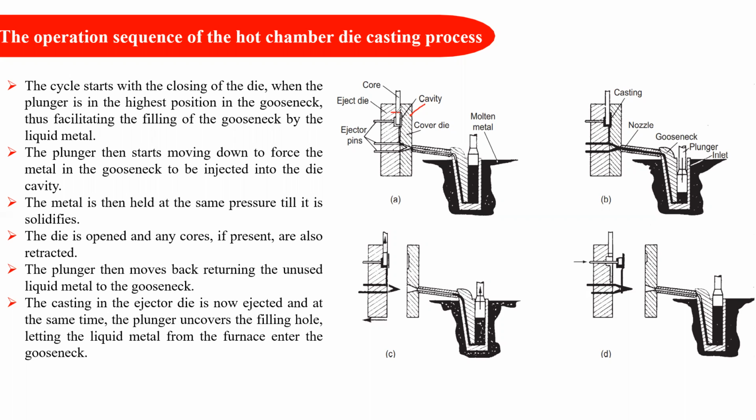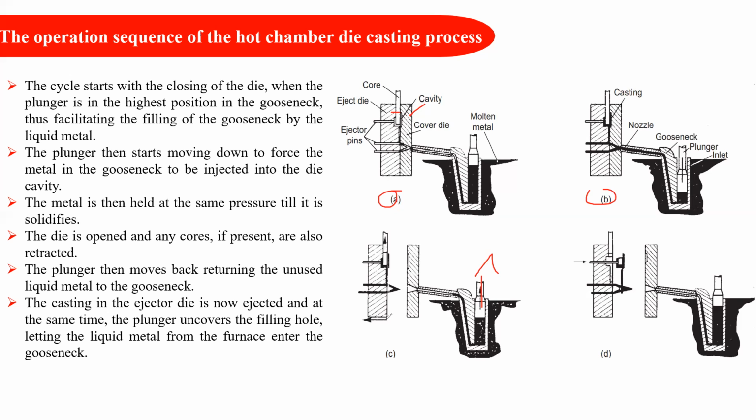Once the fixed and mobile die halves are closed, this is step one. In the second step, the plunger comes down and pressurizes the molten metal, which is sent to the die cavity. The pressure is applied till solidification. In the third step, solidification has been completed and the plunger retracts back to its original position, so that the excess molten metal in the nozzle comes back to the melt pot or the furnace.